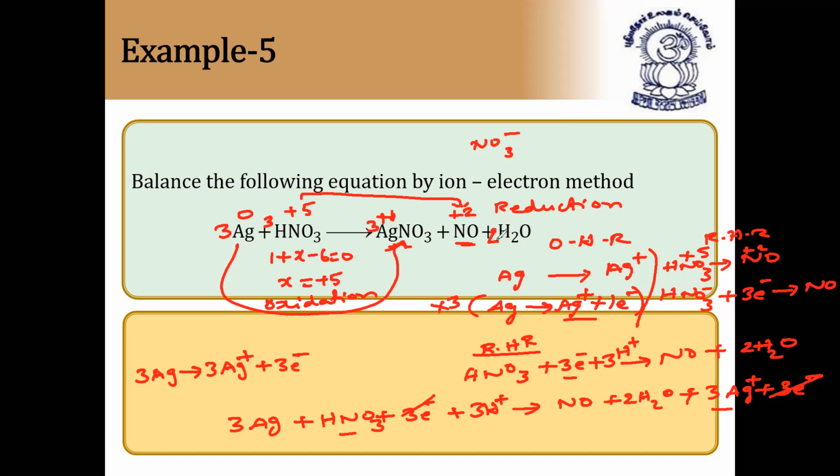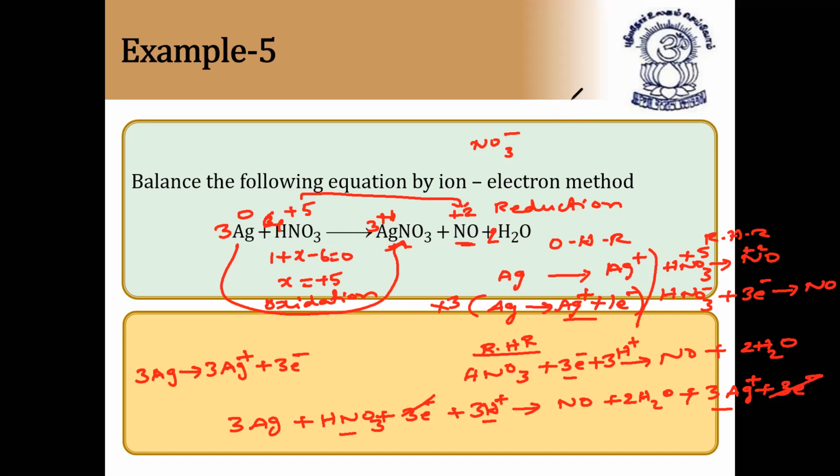So total how many water molecules? Hydrogens are 4. Here it is 3. So we have to take one more hydrogen. So it should be 4 HNO3. Then only you'll get the answer, because it is 3 H+ plus 1 H+, so totally 4 H+. So 4 HNO3. So 4 hydrogens, 4 hydrogens. 3 silver, 3 silver. Nitrogen is how many? 4. Here it is 3 and here it is 1. Oxygens how many? 4 3s are 12, and here 3 3s are 9 and here 1, 10, plus 2, 12. So finally this is the answer.